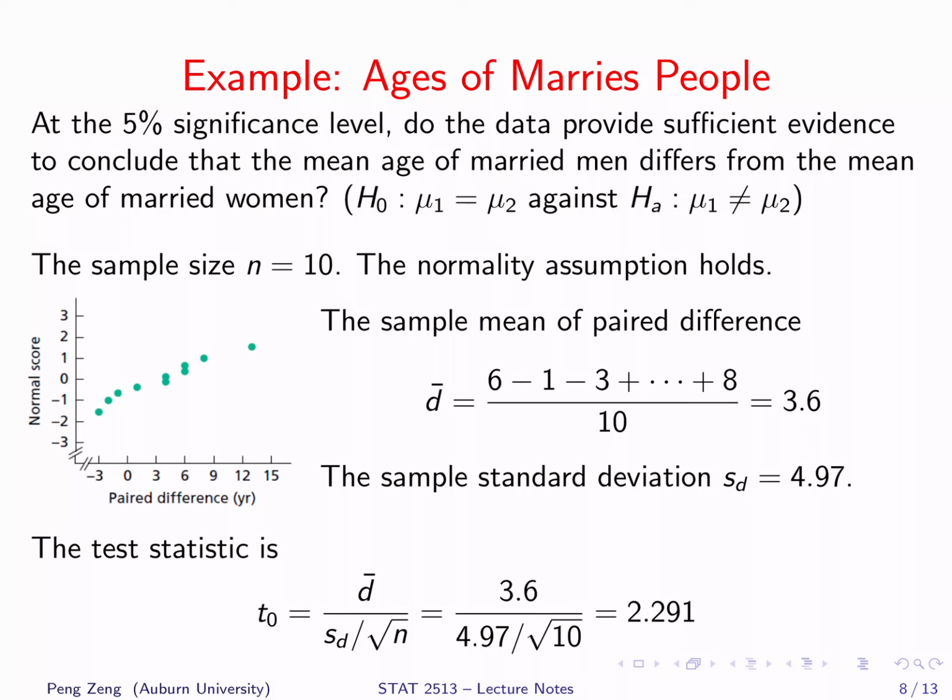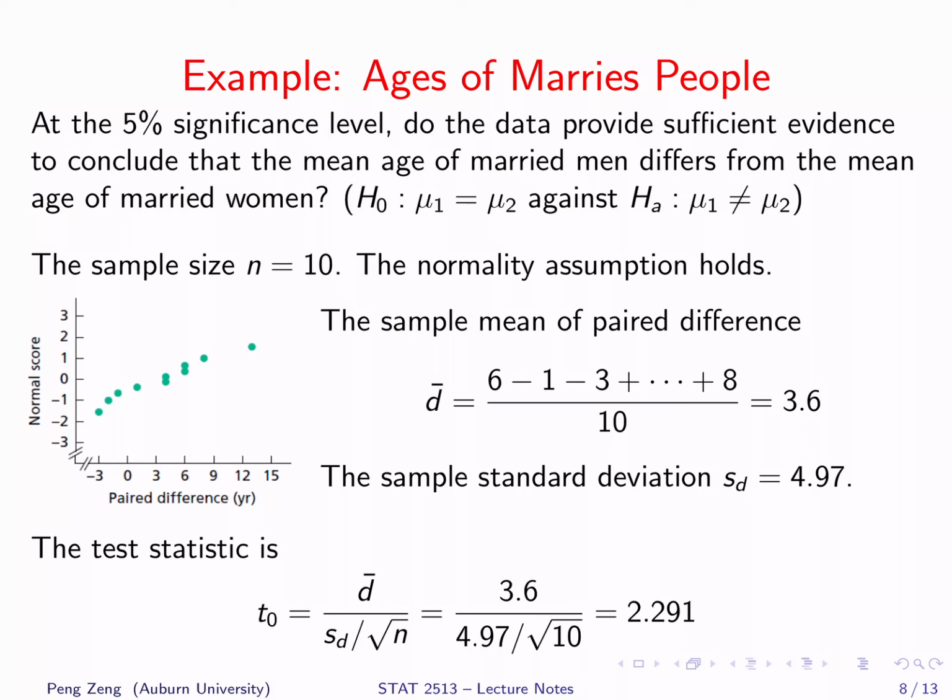At the 5% significance level, do the data provide sufficient evidence to conclude that the mean age of married men differs from the mean age of married women? We have already identified the null and alternative hypotheses before. H0 is mu1 equals mu2, and the alternative is the two-tailed test mu1 not equal to mu2.